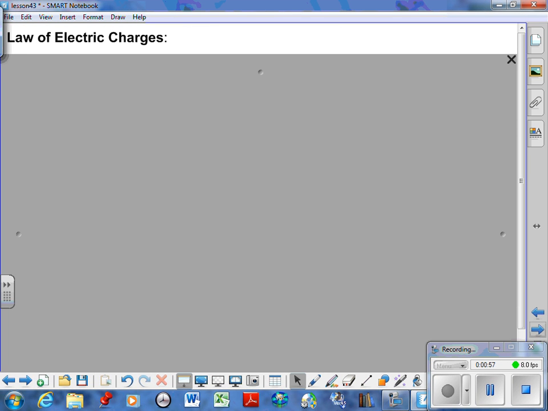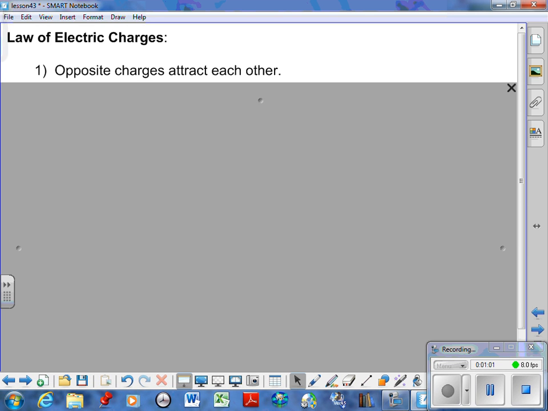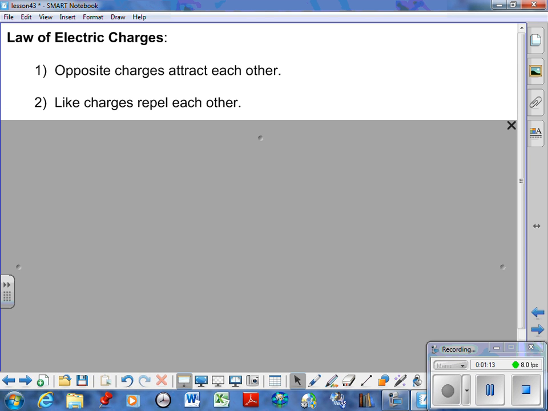So, law of electric charges. You should have this from grade 9 or 10. This should be something that you do know. Opposite charges attract each other. So positive and a negative, those electric charges are wanting to get closer to each other. Like charges repel each other. Okay, so if they have the same charge, they're going to push away or repel.